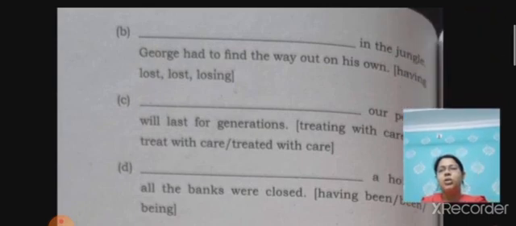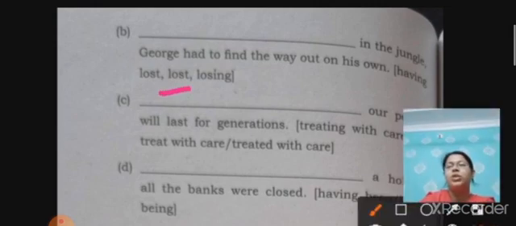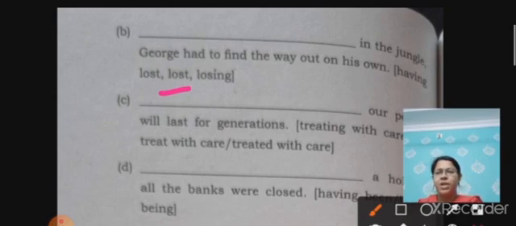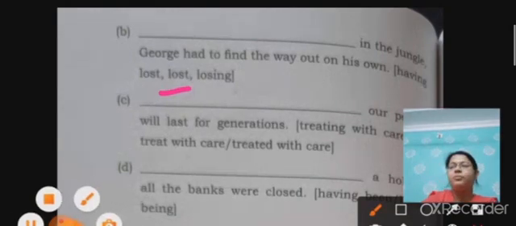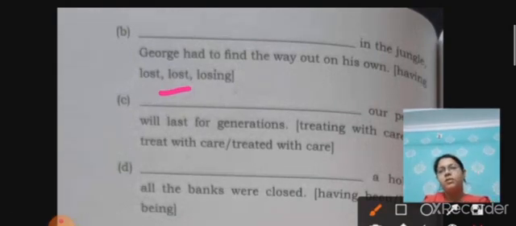Dash in the jungle, George had to find the way out on his own. So here students, we are going to use only the simple past tense, okay, or you can say the past participle, lost and lost, right? So lost is also the past tense and also the past participle. So यहाँ पे हम past participle use कर रहे हैं. Lost in the jungle, George had to find the way out on his own.